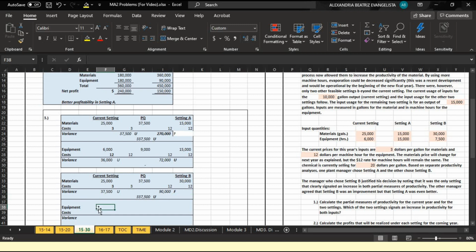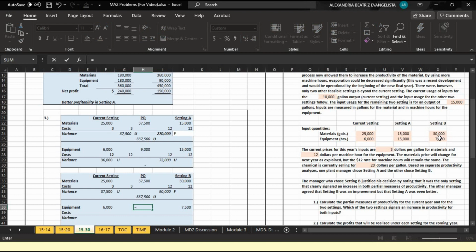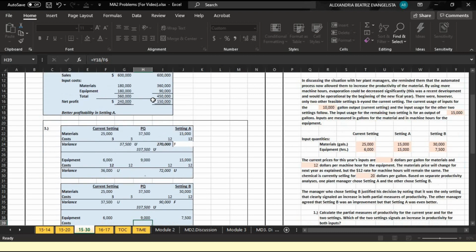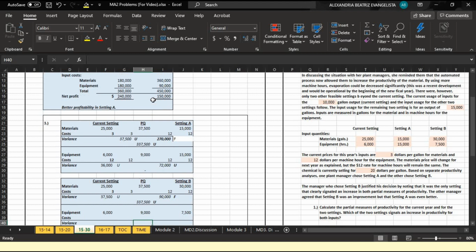Okay, now let's proceed on to the second input, which is equipment. Again, let's input all of the actual quantity for each setting. So for the current setting, that is 6,000. For setting B, that is 7,500. And for PQ, again, we're going to use setting B's output divided by the productivity ratio of equipment under the current setting, which is 1.67, and that would give us 9,000 machine hours.